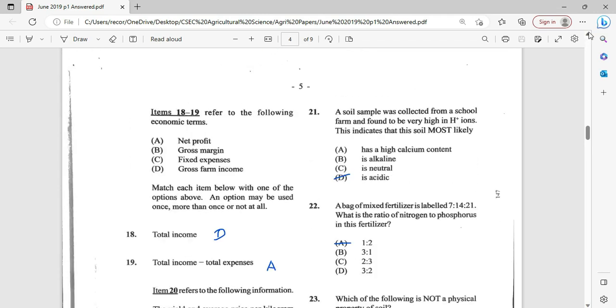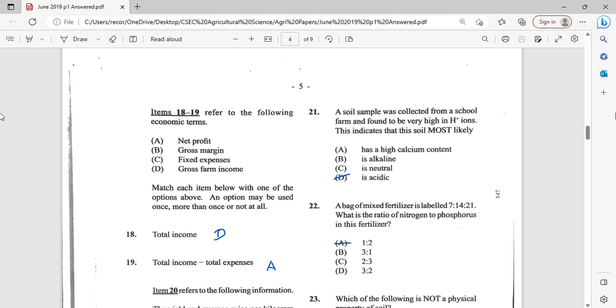Moving right along. 21. A soil sample was collected from a school farm and found to be very high in hydrogen ions. This indicates that this soil most likely is acidic, because hydrogen ions usually represent your acids. You'll remember HCl, right? It's a monobasic acid, or you have hydrochloric acid and H2SO4, that is a dibasic acid. So the H+ there is usually acid.